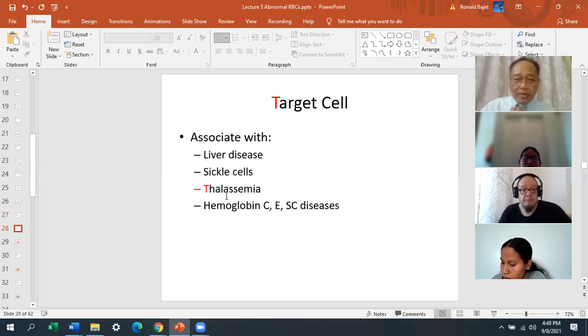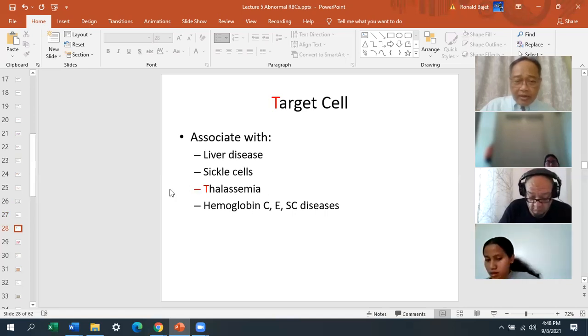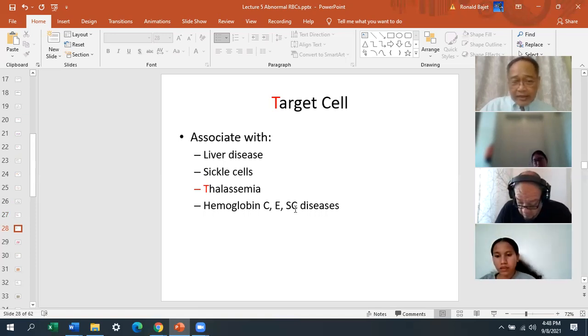Target cells, the T for target, just remember that T for target is seen in thalassemia. In thalassemia, the predominant cell type is target cells, but it can also be seen in liver disease, sickle cell disease, where the predominant cell type, obviously, is sickles, and hemoglobin C disease. I'll talk about these diseases and sickle cells in the hemoglobinopathy lecture. You'll learn more about those types of hemoglobins. But for now, target cells, thalassemia, okay?